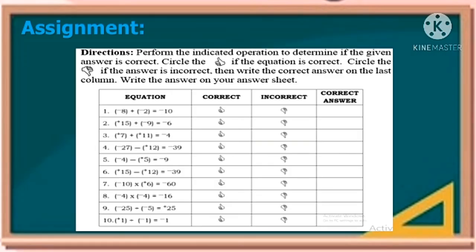Assignment. Directions. Perform the indicated operation to determine if the given answer is correct. Circle the thumbs up if the equation is correct. Circle the thumbs down if the answer is incorrect. Then, write the correct answer on the last column. Write the answer on your answer sheet.